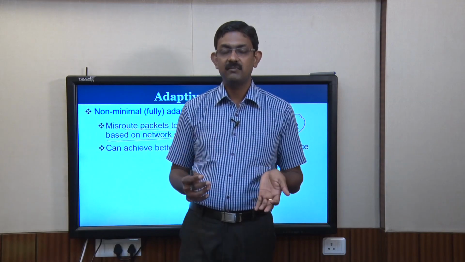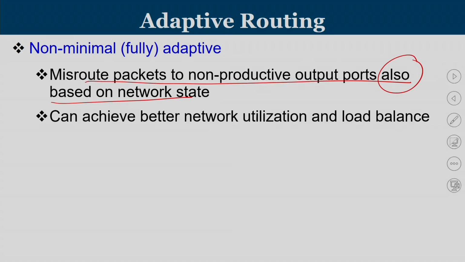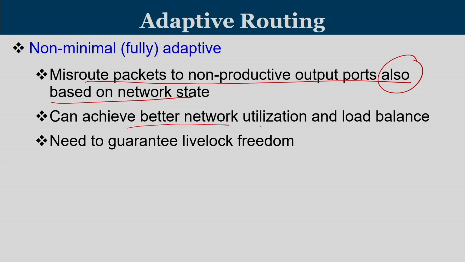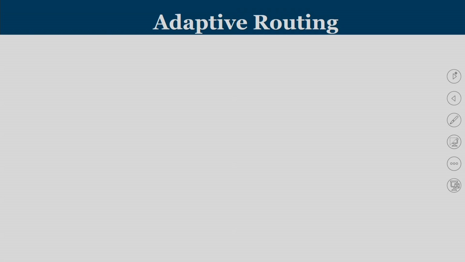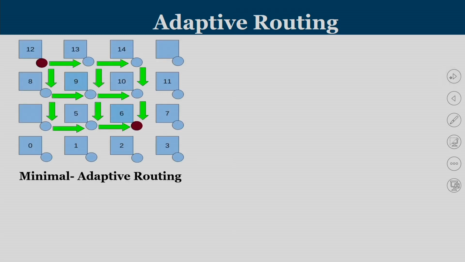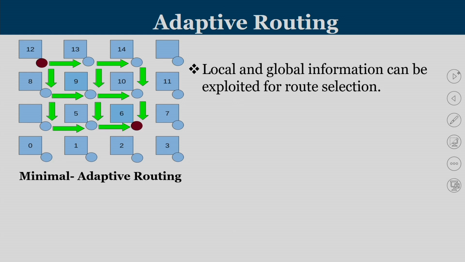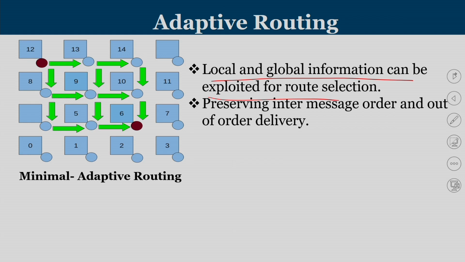In both these cases, we can actually look into the scenario. To achieve better network utilization and load balance, we need to guarantee livelock freedom. So, what is basically adaptive routing? You have minimal adaptive routing where local and global information are exploited for selecting a route.